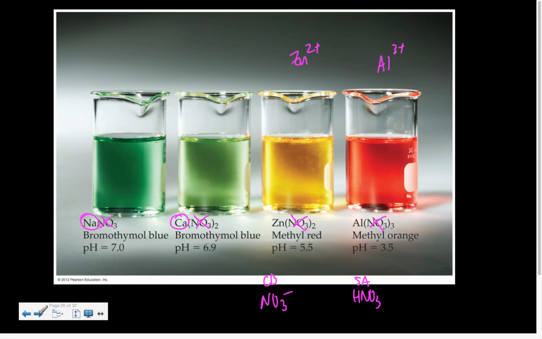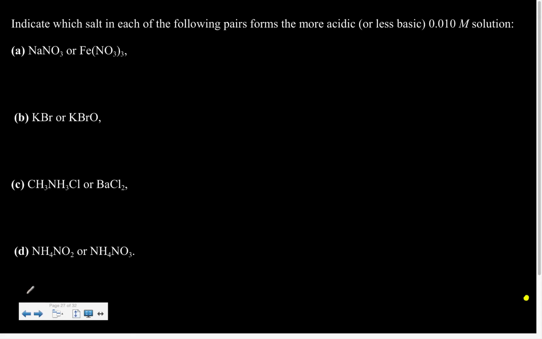All right, next up. Here, we're going to do some analysis. Indicate which salt in each of the following pairs forms the more acidic or less basic 0.1 molar, 0.01 molar solution. More acidic, let's think about what that means. More acidic means lower pH, which means more H3O+. So that's what we're really looking for.